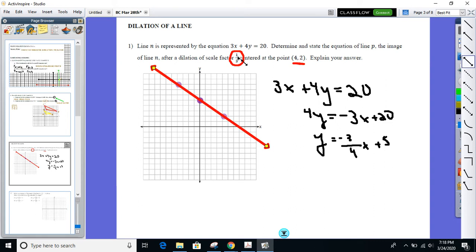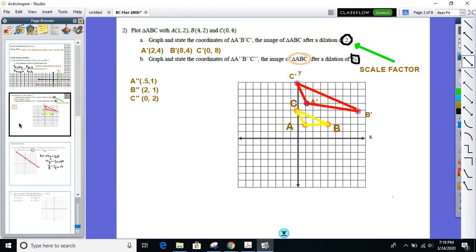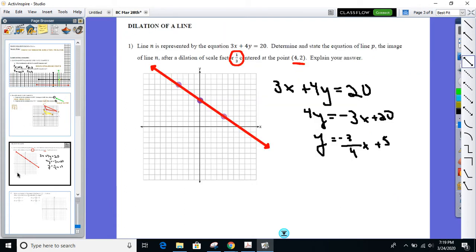Now, since we know it's going to be a dilation of 1/3, I cannot, ready for this one, guys? Please listen carefully here. I cannot just multiply these coordinates by 1/3. That rule, that little trick, only works when I dilate around the origin. That's the only time I can multiply. Here, I'm dilating around a new point, which is (4, 2).